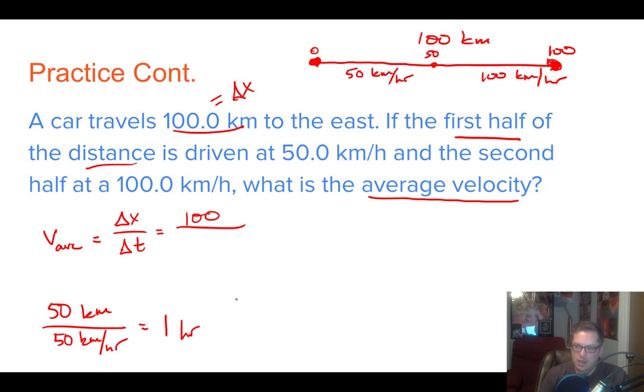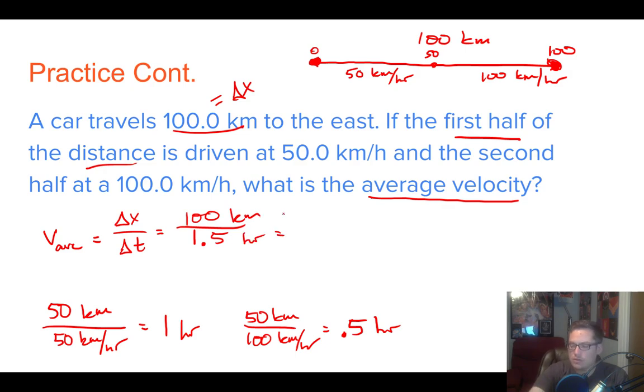The second half was another 50 kilometers, but we were going 100 kilometers per hour. So 50 divided by 100, we get 0.5. So it took us an hour and a half in total to get from one point to another, so we say 1.5 hours. The delta x here will be in kilometers, and our time here will be in hours. So 100 divided by 1.5, we get 66.666 repeating.